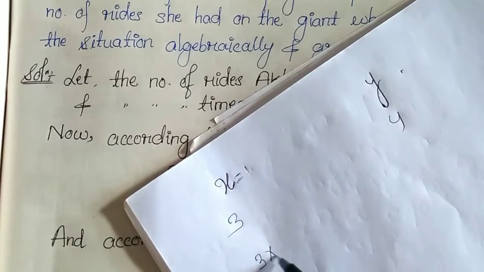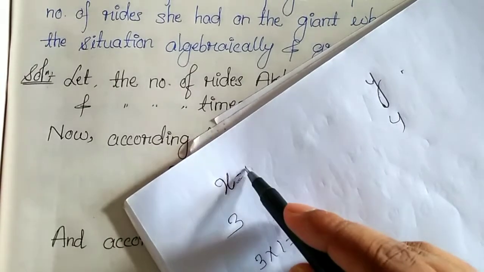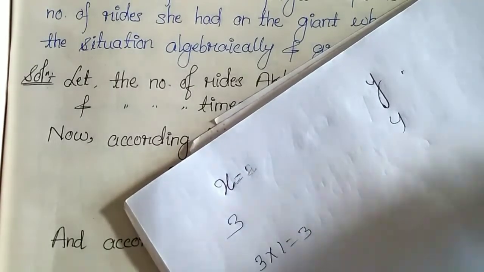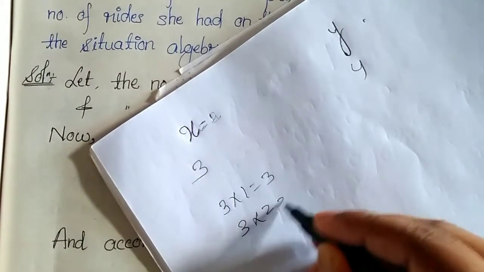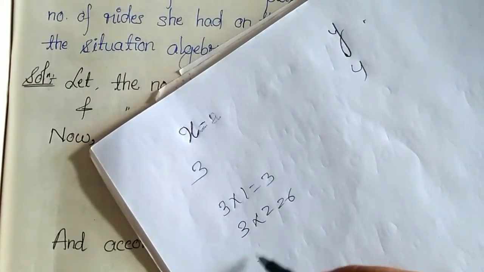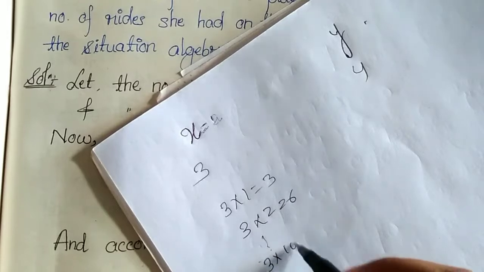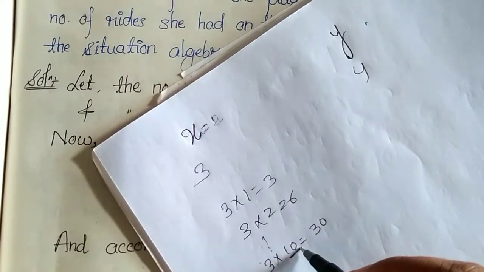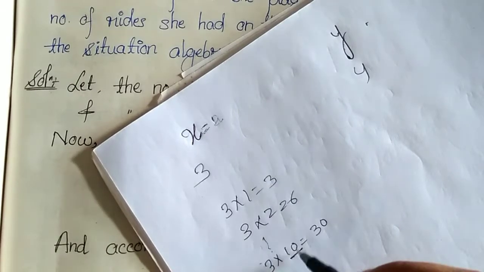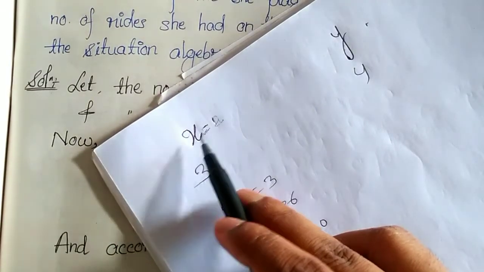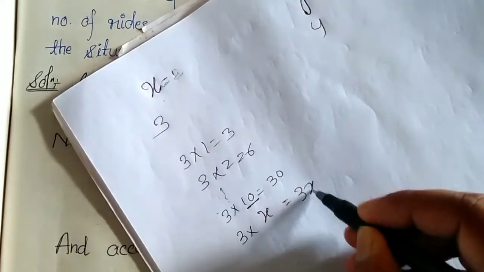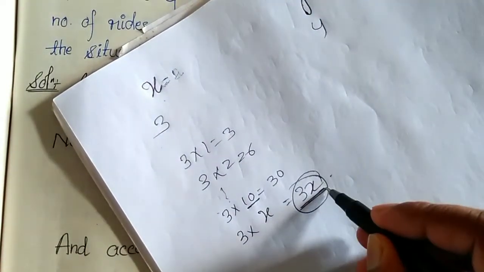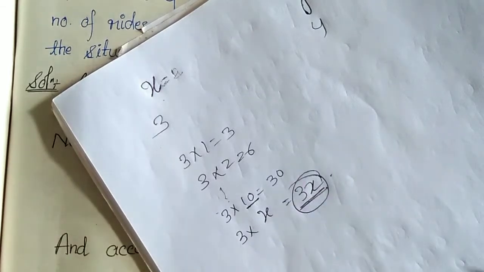She has to pay 3 into 1, 3 rupees. If she takes 2 rides, she has to pay 3 into 2 rupees, that is 6 rupees. Similarly, if she takes 10 rides, how many rupees does she have to pay? 30 rupees. And if I substitute this place with x, because the number of rides she took is unknown to us, so let it be x. So what will be the result, students? It will be 3x. So 3x is the cost spent on taking a ride on the giant wheel.